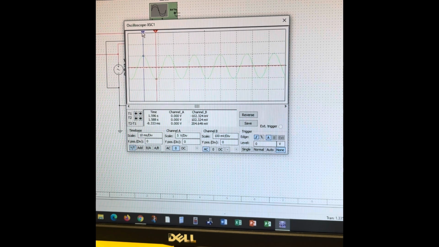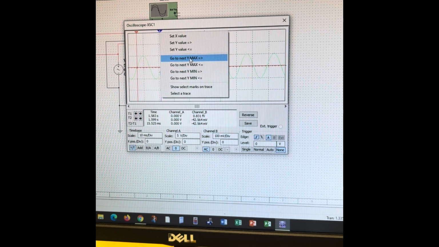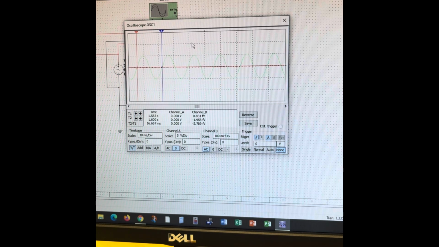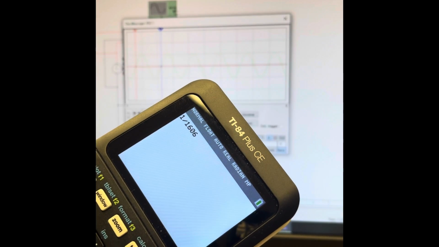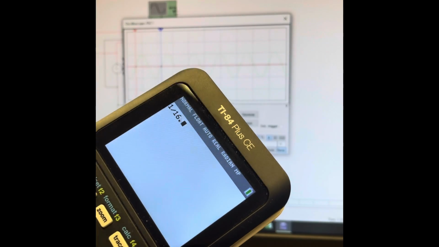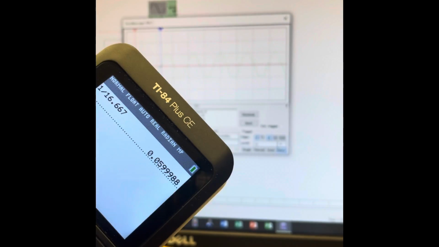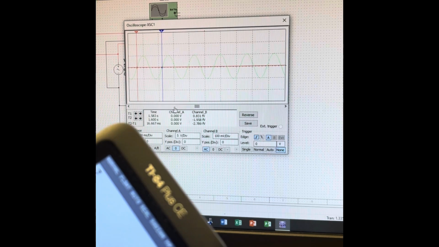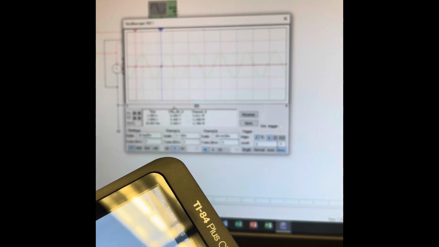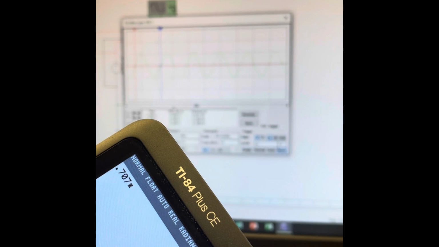And to find our period, comes out to 16.667, which that, to find the frequency of that, 1 divided by 16.667 is equal to 0.059. So to find the voltage RMS for channel 2, we do 0.707 multiplied by half of the voltage peak to peak, which is 0.102, which equals 0.072.